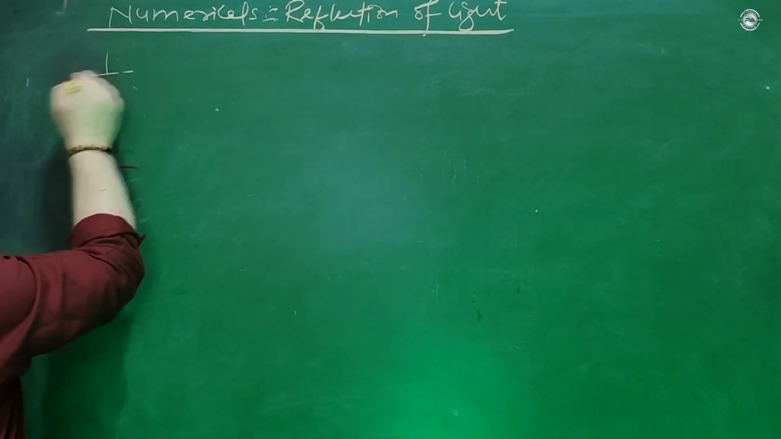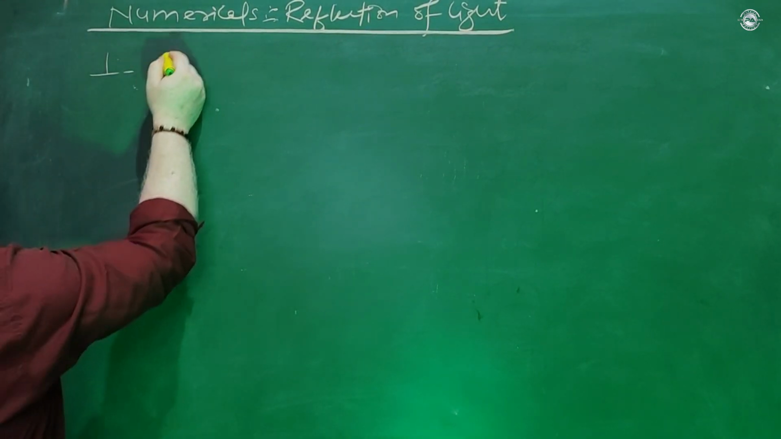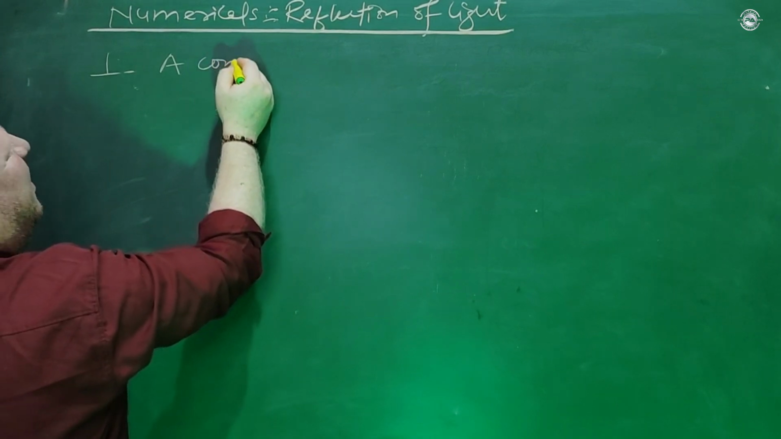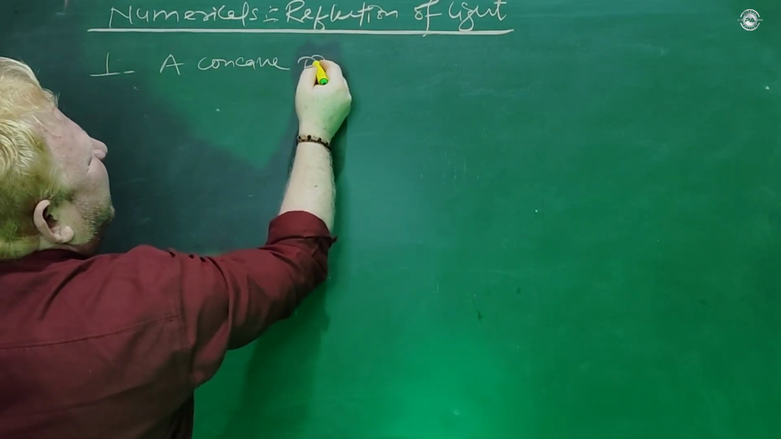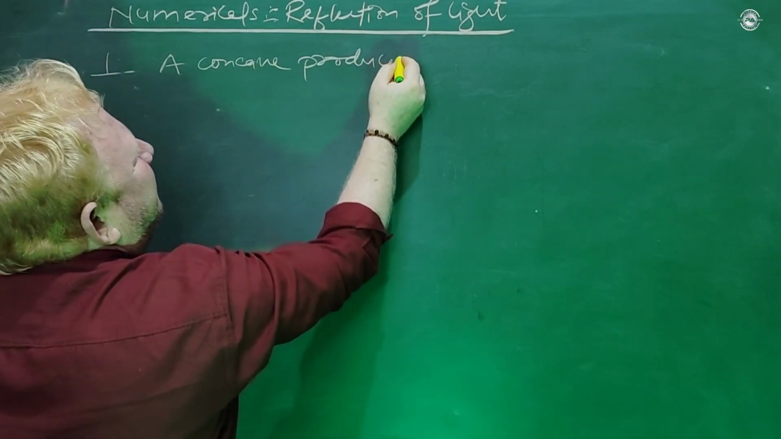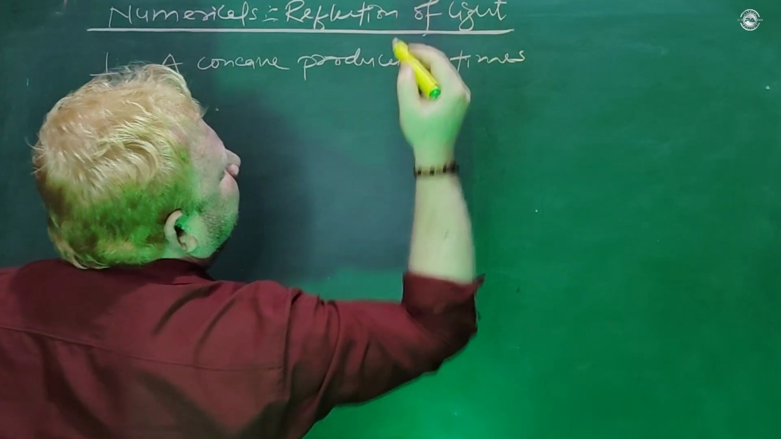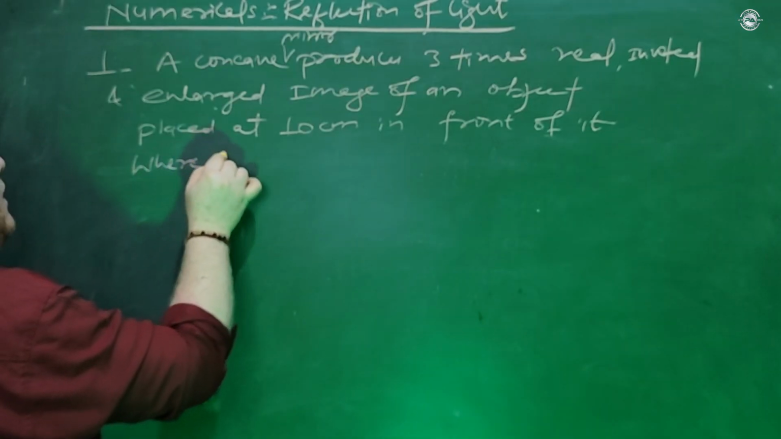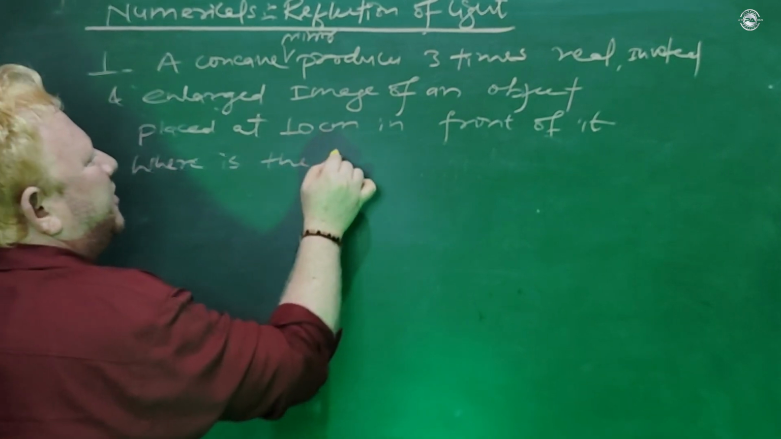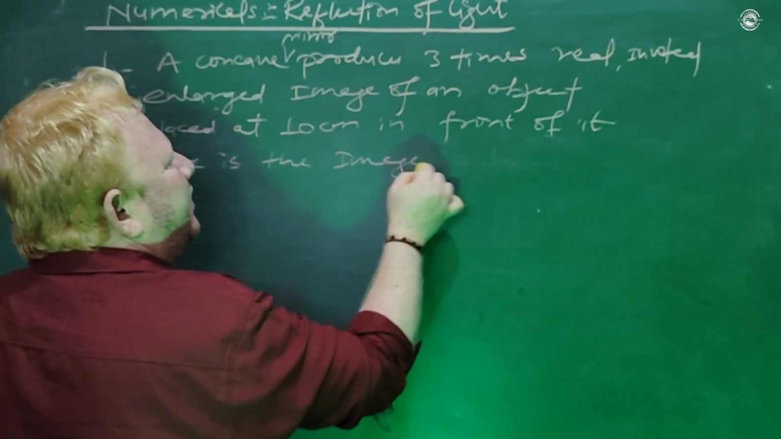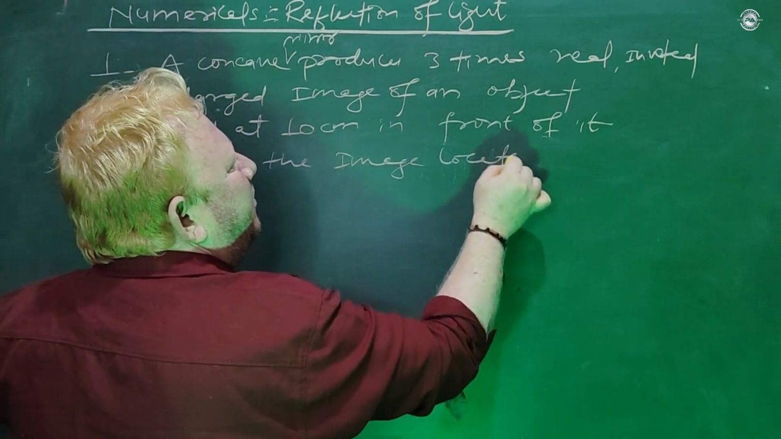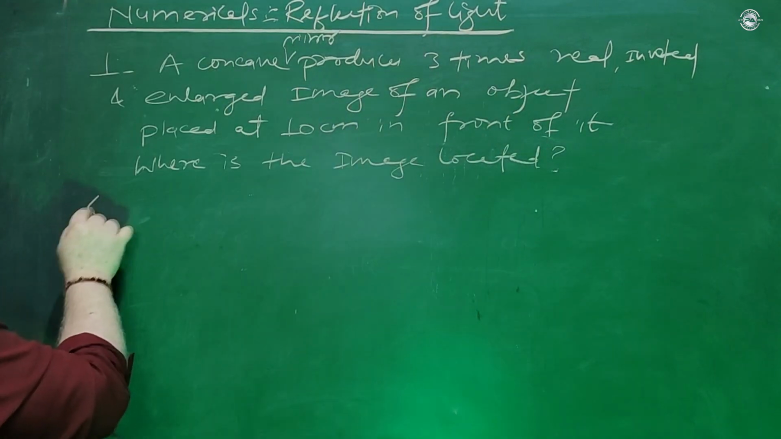So one of the questions: I am taking a concave mirror that produces 3 times the image. Where is the image located? Right? Solution.